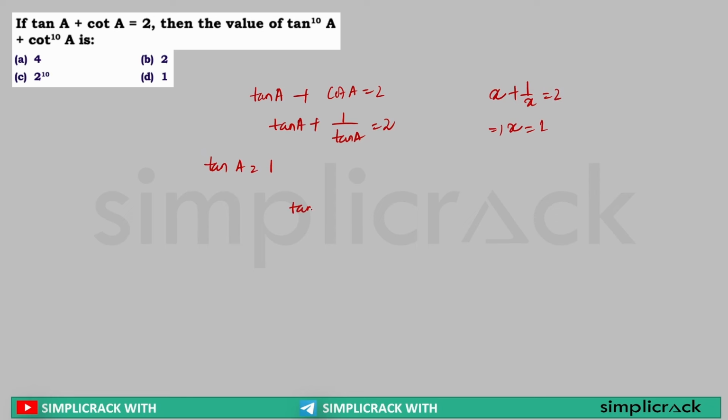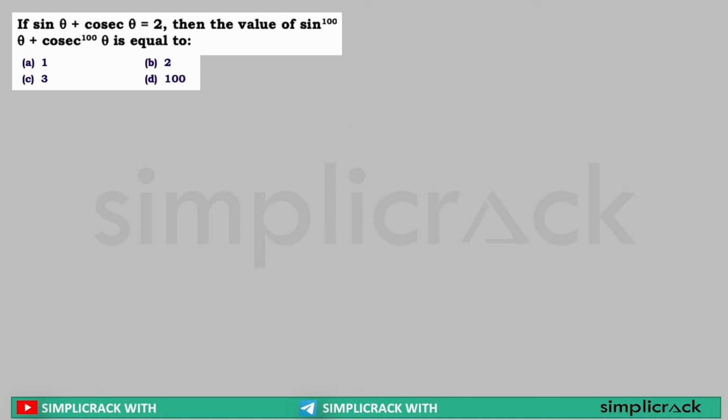So, if the question is tan to the power 10A plus cot to the power 10A, I can write it as tan to the power 10A plus 1 by tan to the power 10A. Now 1 to the power 10, here it will be 1 by 1 to the power 10. So this is 1 plus this is 1, which is equal to 2. Answer option B. We have solved the same question in our last class. Yes or no? See, same question.